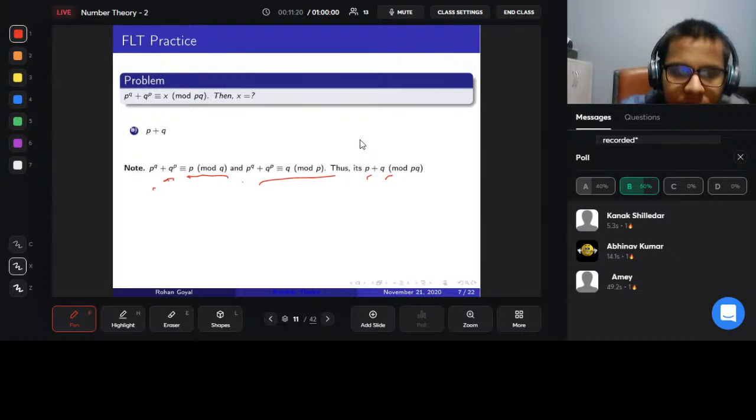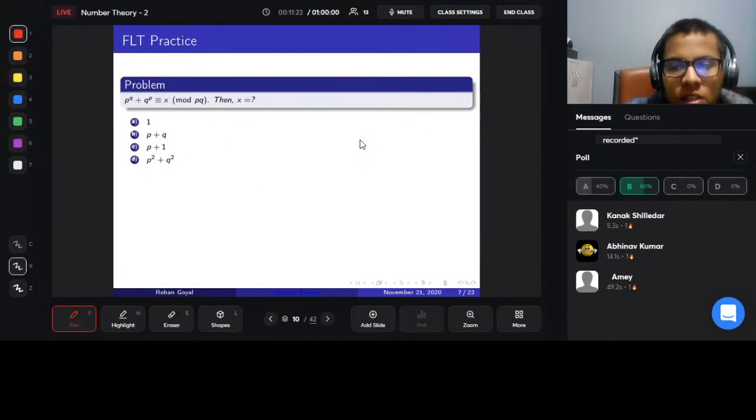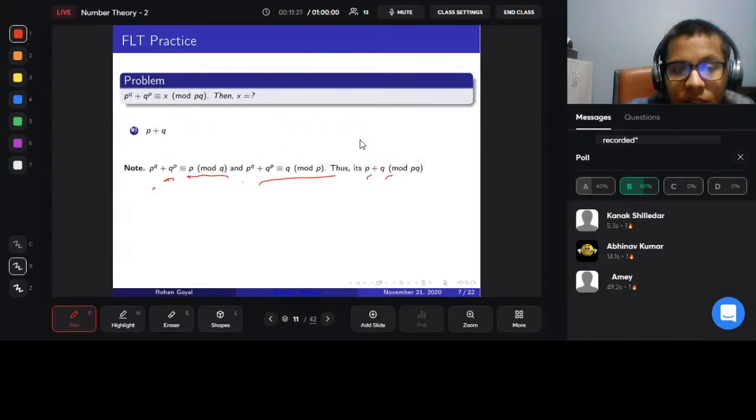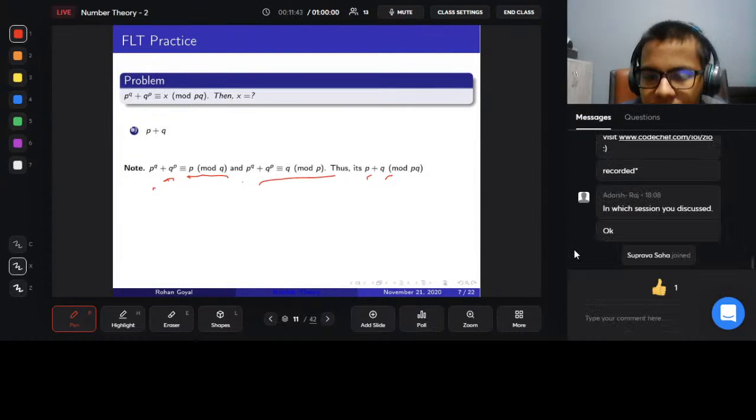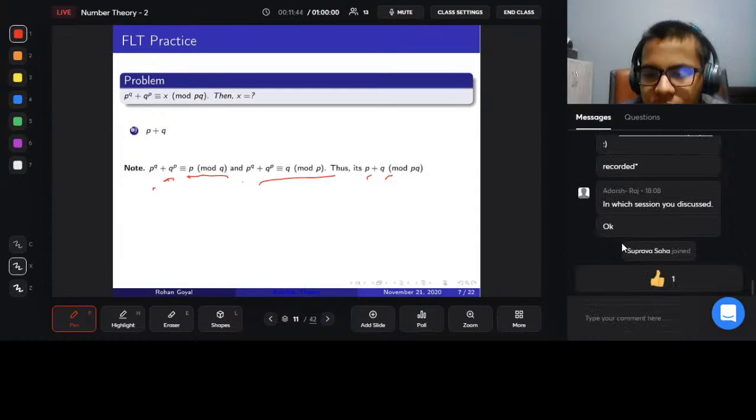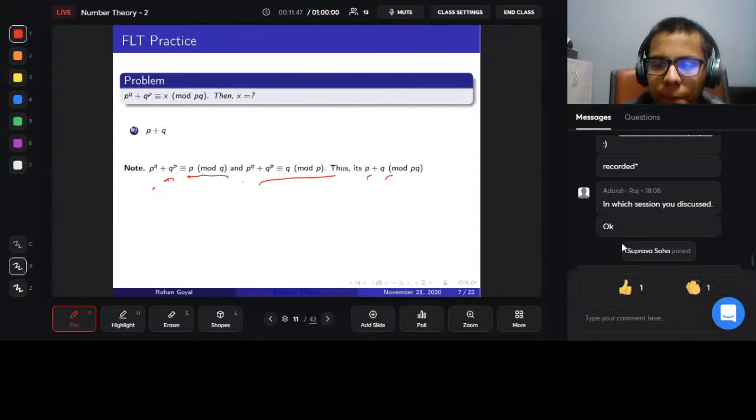The answer is not 1. I think you may have mistaken because in our statement of Fermat's little theorem, it is p to the q minus 1 is congruent to 1 mod p, not p to the q. Alright. Is this cool for everyone? Can you give me a thumbs up if you understand? Alright, awesome.